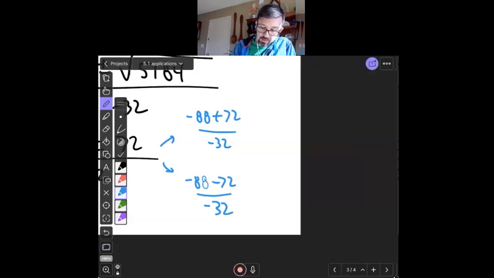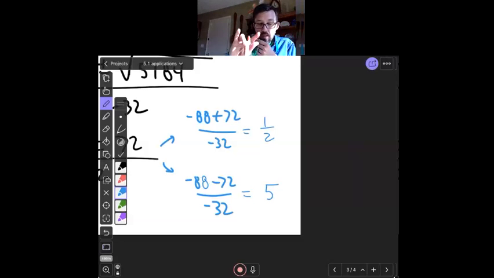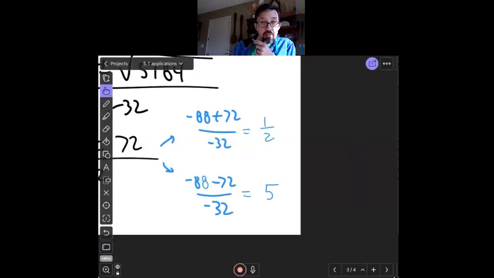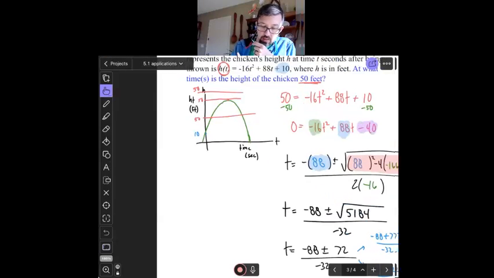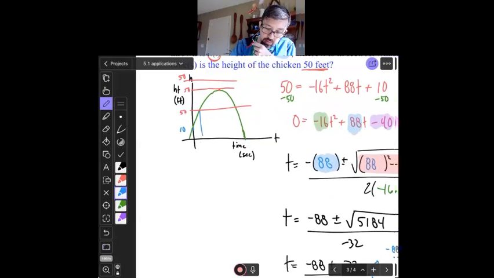So negative 88 plus 72 is negative 16. Negative 16 divided by negative 32 is positive 1/2. And then negative 88 minus 72 is negative 160. Negative 160 divided by negative 32 would be positive 5. So we get two answers there, 1/2 and 5. If we go back and think about what that means as far as our picture, that'd be at a 1/2 second where it crosses there, and then 5 seconds when it crosses there.